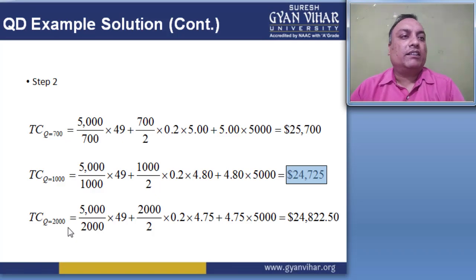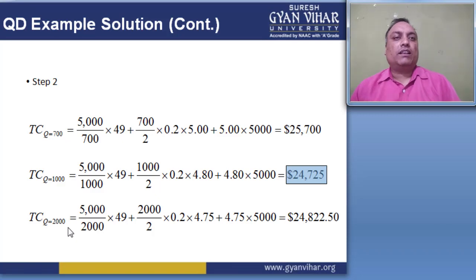Apply this formula, and it will give the value of TC at Q 700 as $25,700, TC at Q 1000 as $24,725, and TC at Q 2000 gives the value of $24,822.5 for this case. So these are the different quantities, and the best solution for this problem is here, right?